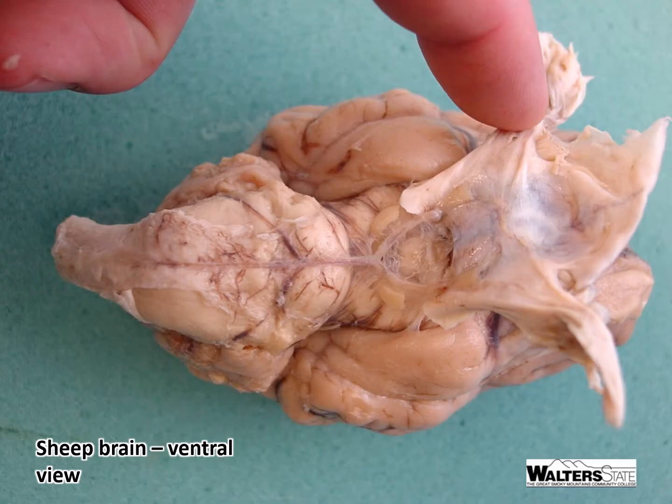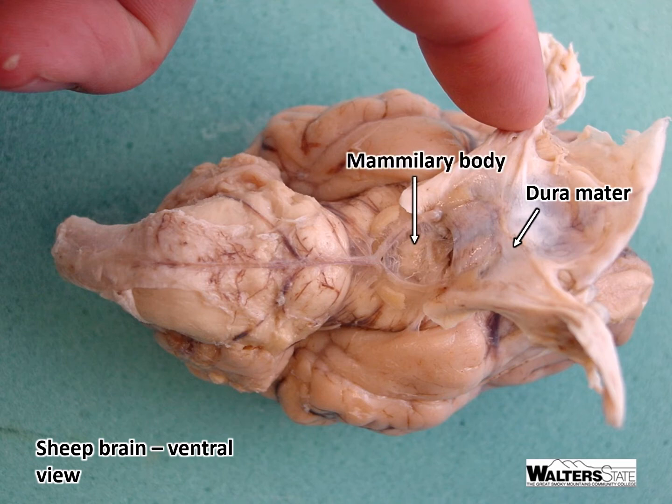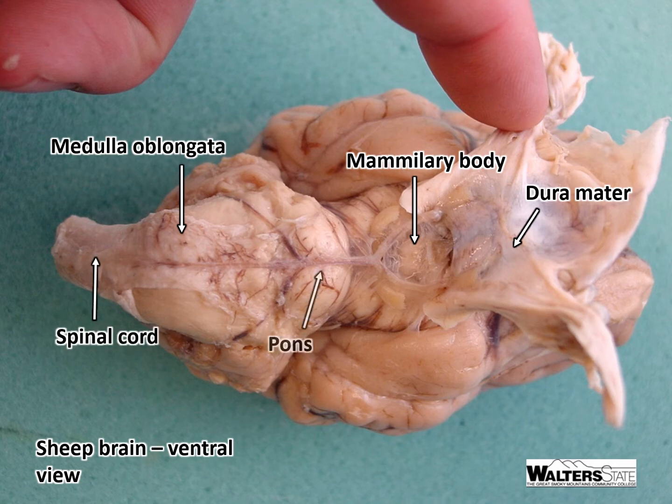Another look at the ventral view. This is the dura mater, the tough outermost layer, the tough outermost meninx. This is the mammillary body. This is the medulla oblongata, the spinal cord, the pons. This is the trigeminal nerve, which is one of the 12 cranial nerves.